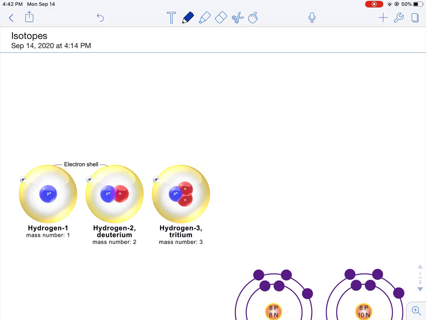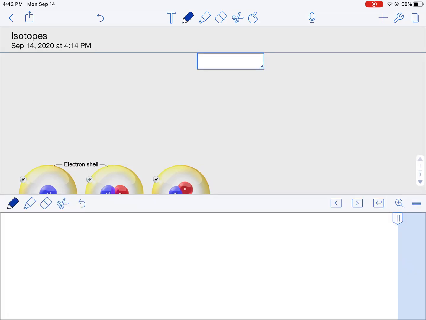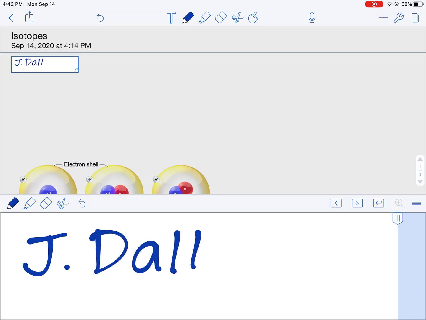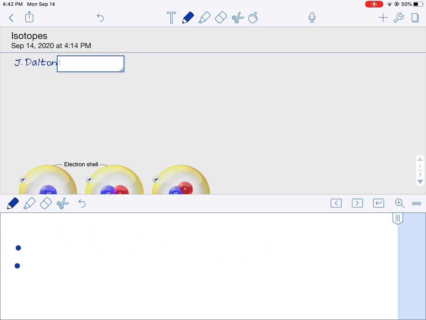Last lesson we learned about the history of the atom. One scientist we discussed, John Dalton, came up with an atomic theory of matter. Let's jot down one of his principles. Again, his name is John Dalton. One of the principles said, all atoms of an element are identical.